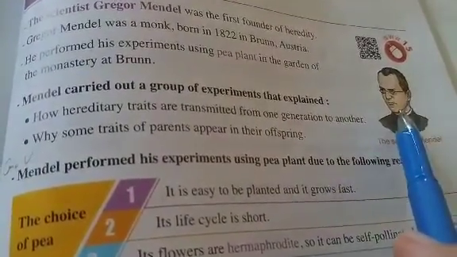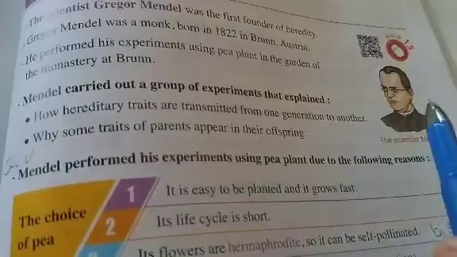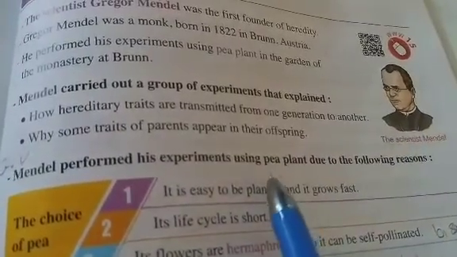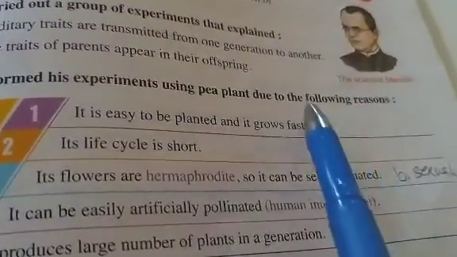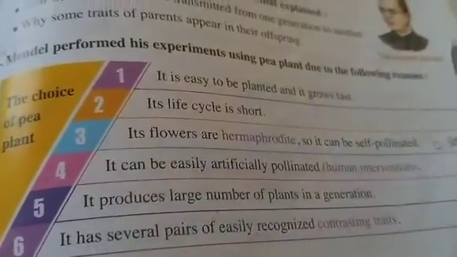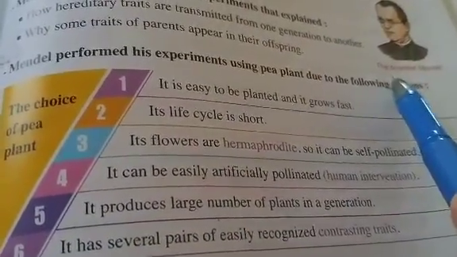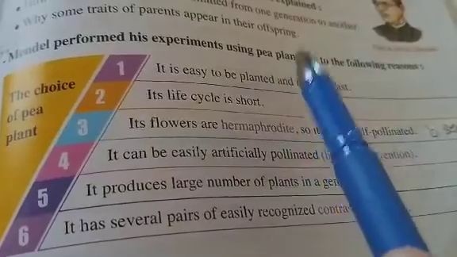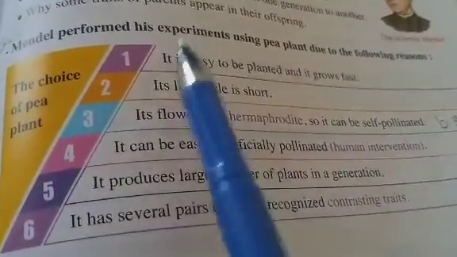He performed his experiments using the pea plant. This is called what? Pea plant. Why? Due to the following reasons. We have 6 reasons why the scientist Mendel chose the pea plant for his experiments.